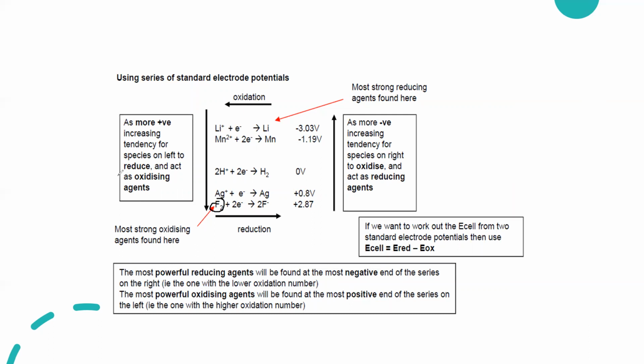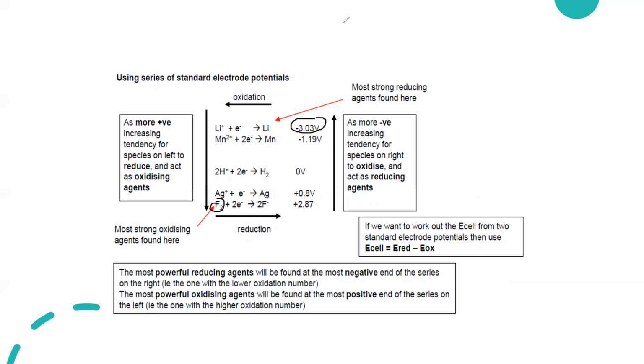And the same thing, as it becomes more negative, the substance on the right-hand side will be a good reducing agent, or it will oxidize, because oxidation is a loss of electrons. So higher negative means good reducing agent, higher positive means good oxidizing agent, but on the left-hand side, and higher negative means good reducing agent on the right-hand side.